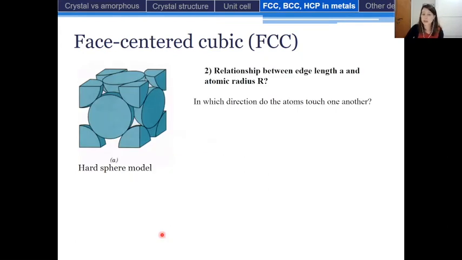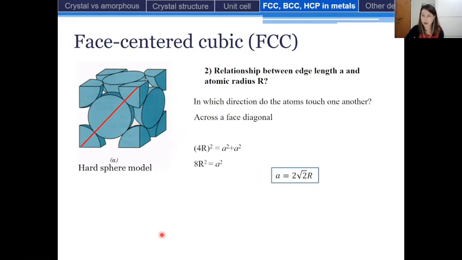Second question, what is the relationship between the edge length a and the atomic radius r? So the first question that you should ask is, in which direction do the atoms touch one another? And so looking at this structure, you can see that along the diagonal of one face, you have these 3 atoms that touch together. So across a face diagonal, I have the length of this diagonal, which is equal to 4r. That is equal to the length of this edge, a, plus the length of this edge, which is equal to a. So if I solve this equation, I have my relationship between the length a and the atomic radius r.